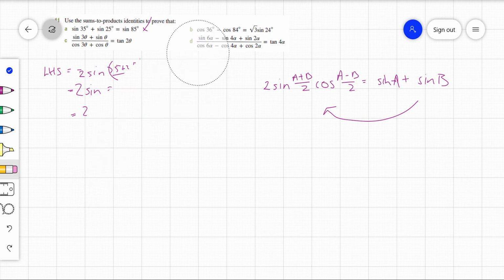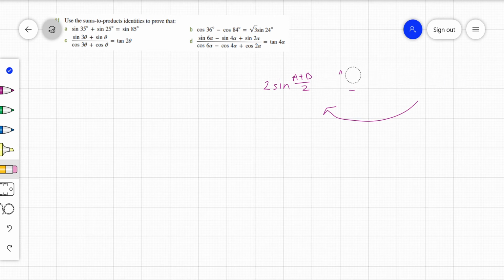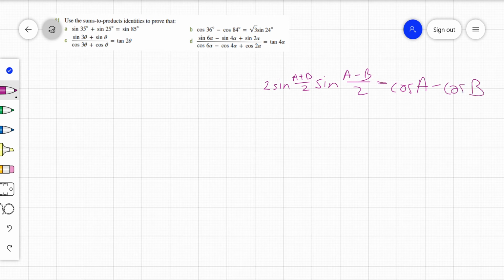Okay, so same here with B. We've got cos minus cos. So for the cos minus cos, I've got 2 sine of A plus B on 2, and sine of A minus B on 2. That is the cos A minus the cos B. Remember that? All right, so using that, our left-hand side equals cos 36 minus cos 84.